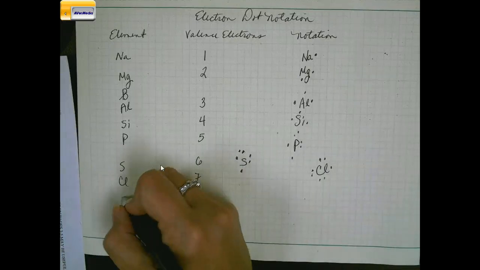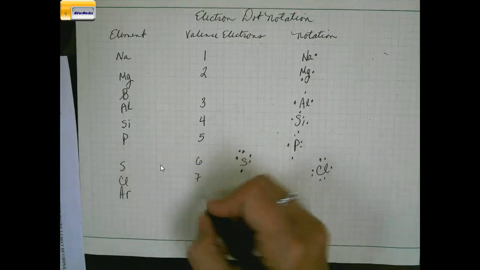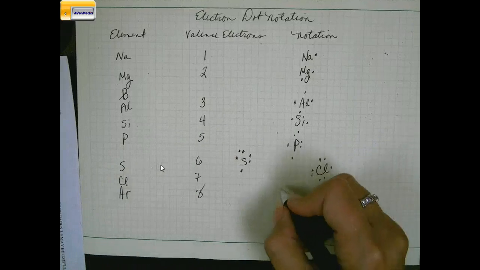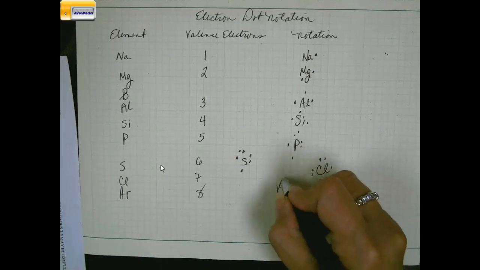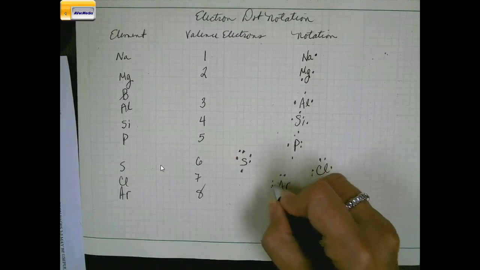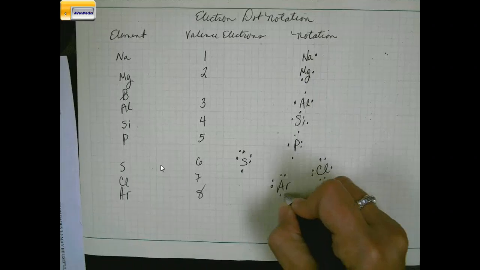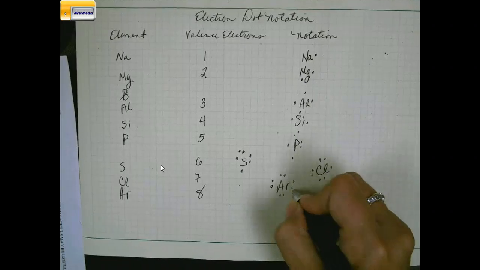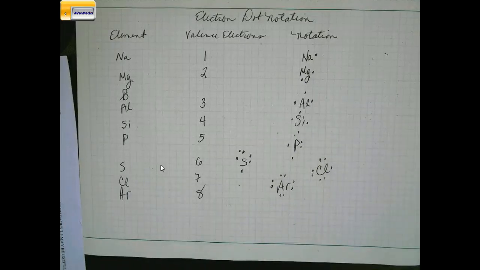And then last in that row would be argon, and argon has 8 electrons in its valence shell, and argon would have all four sides with 2 dots. So I hope that makes everything clear, and we will be doing these in class, and we use electron dot notation to then do our Lewis structures.